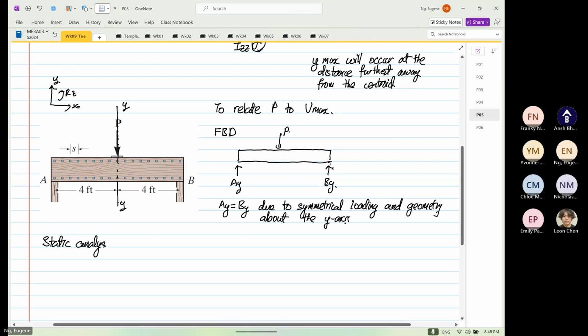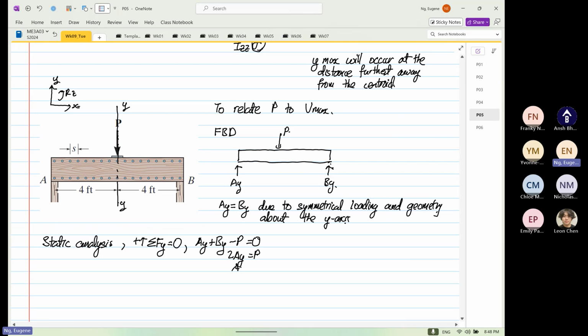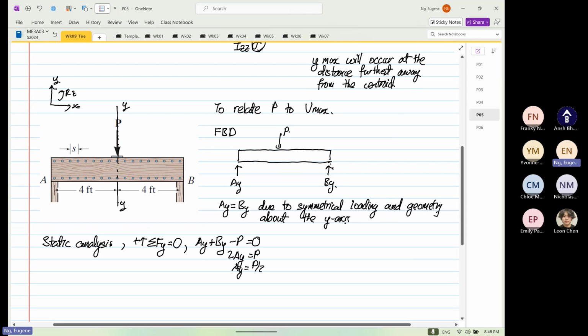By doing static analysis, we do some summation of forces in the y direction equal to zero. We have Ay plus By minus P is equal to zero. So we know that Ay is equal to By, so 2Ay is equal to P. So Ay is equal to P over 2.